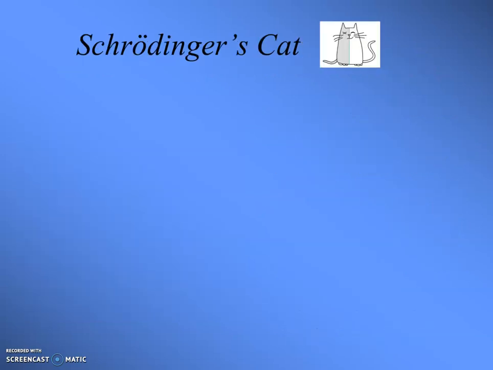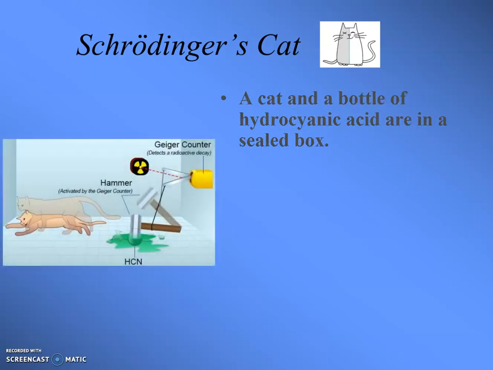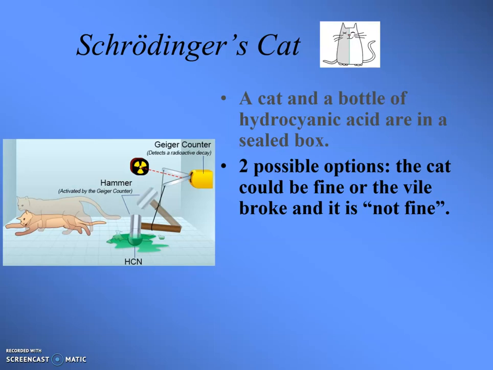Another common one is Schrodinger's cat, which again you've probably heard of if you've watched Big Bang Theory. There are a couple of variations of the story, but whatever. You get a cat and a bottle of hydrocyanic acid in a sealed box, something like that. And the classic story has an atomic clock attached to a hammer or something like that. Anyway, the basic idea is there are two possible options. Either the cat is fine inside the box, or the cat is not fine because the Geiger counter radioactive hammer has broken the bottle and it's not fine.